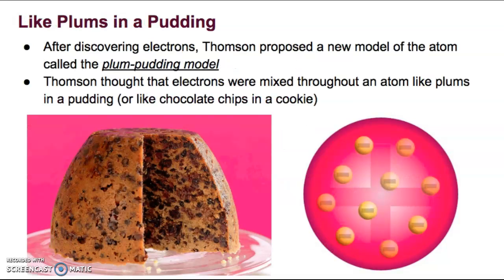Thomson took his theory, his discovery, a step further, and he proposed a model. Remember, a model is just a representation of a scientific theory or concept. So after discovering electrons, Thomson proposed what he called the plum pudding model. He thought that electrons were mixed throughout atoms like plums in a plum pudding. Now, you and I probably think plum pudding is pretty gross. Thomson really liked it.